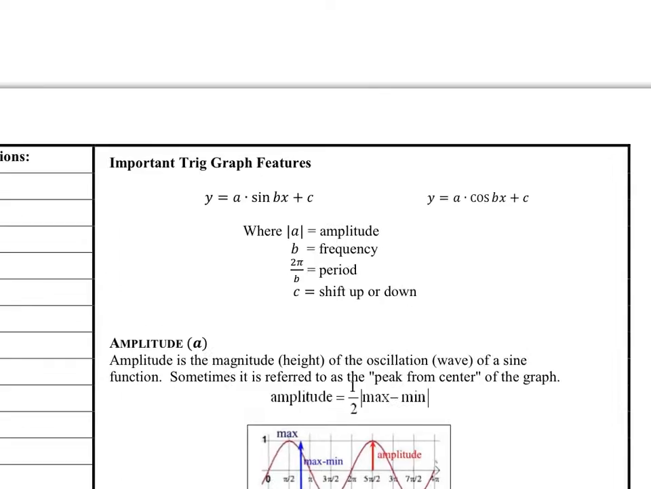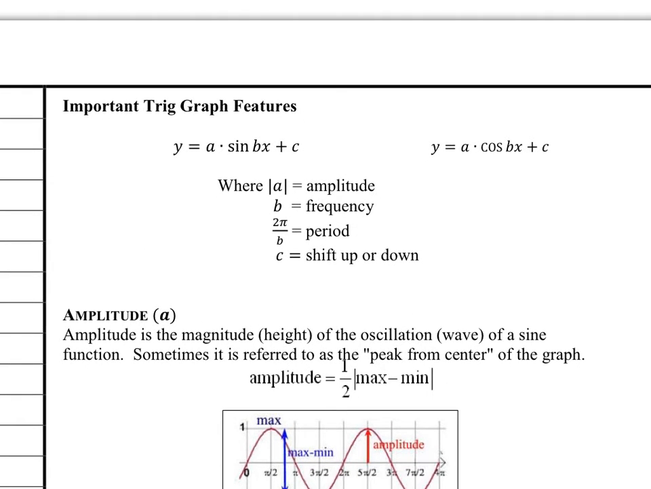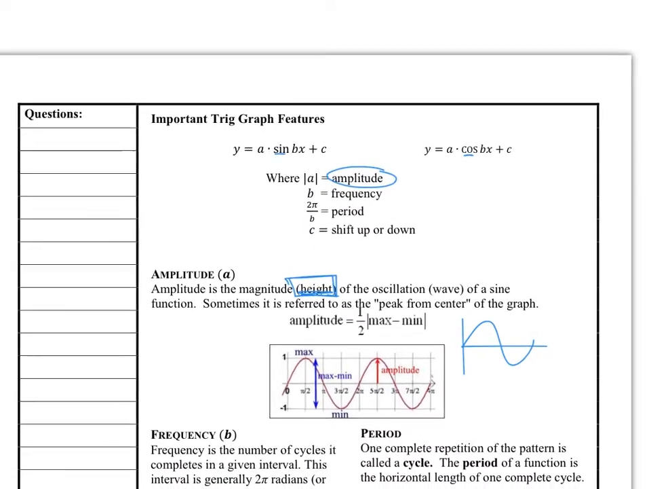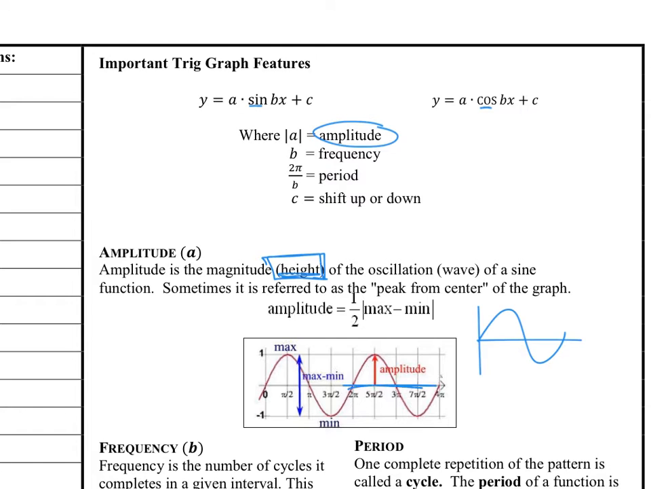So when we look at these trig equations, you'll notice all these letters, A, B, C, and then you have your trig function, sine and cosine. A is something called the amplitude. Amplitude is just the height. It's the change from the middle. Actually, I can just show you on this picture that's right here. That would be helpful. From the midline up to the top, or from the midline down to the bottom. Sometimes it's referred to as the peak from the center of the graph. Okay, amplitude is the height.